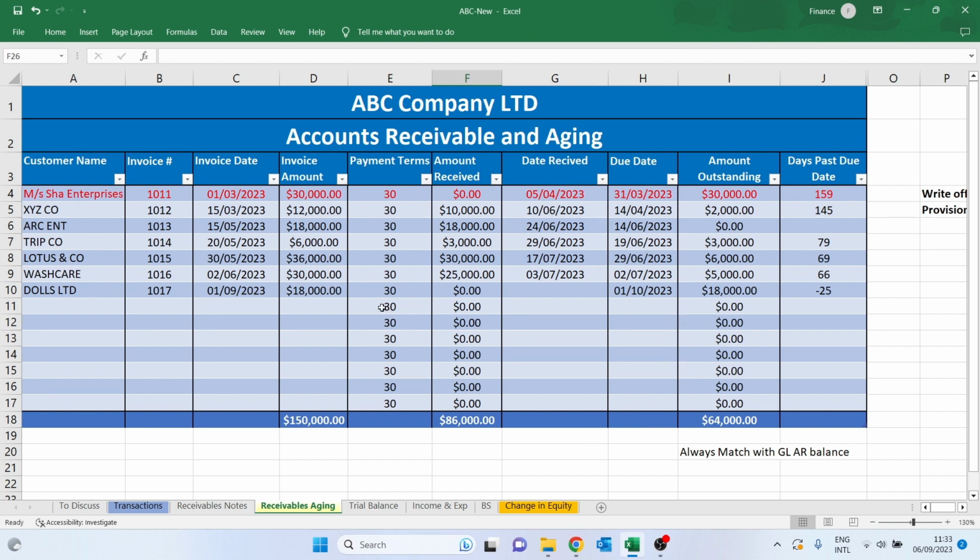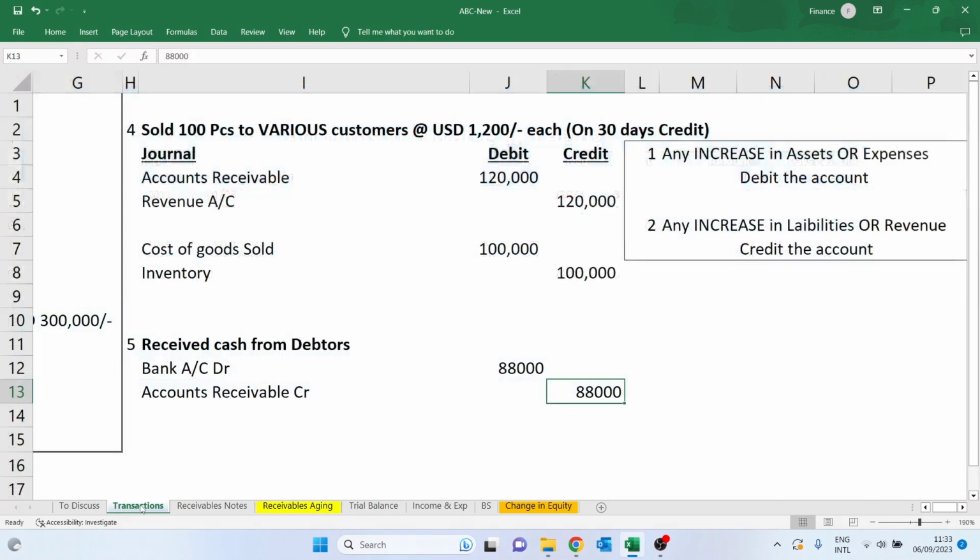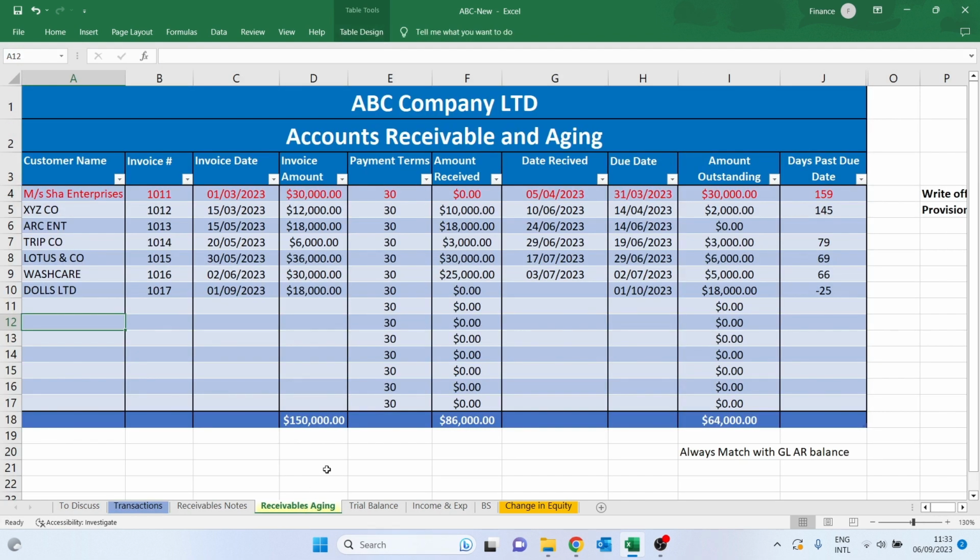Okay, so now let us see. We have seven customers here, seven clients. This is how they came, as we already discussed: these are the various customers in receivables aging. This is separate from the general ledger account. This is a subledger which is connected to the general ledger.